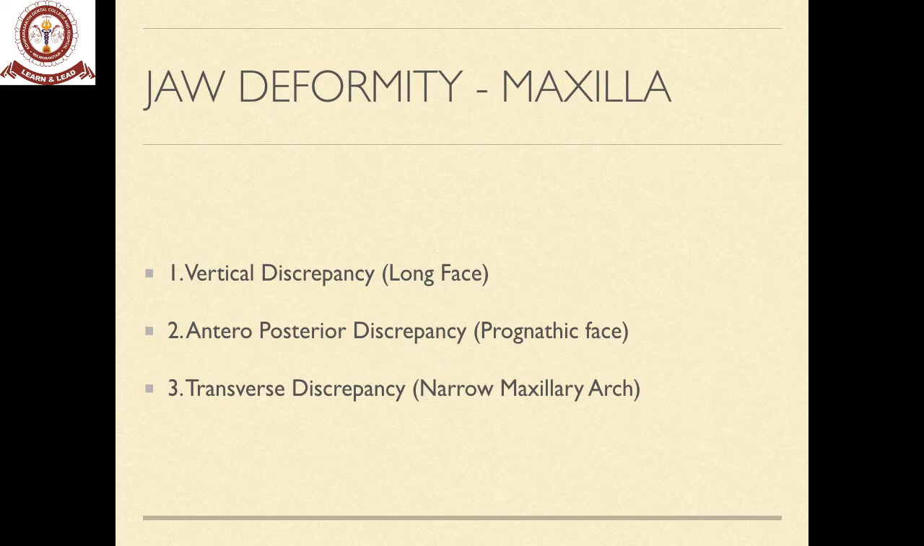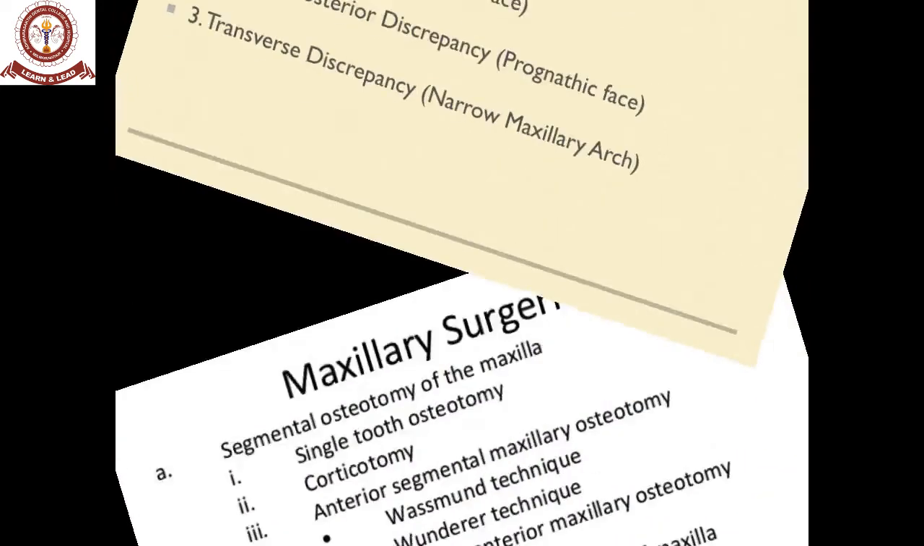Jaw deformities of the maxilla. It can either be a vertical discrepancy, in the sense of treating a long face, an anteroposterior discrepancy, for example a prognathic jaw or a retrognathic jaw, and a transverse discrepancy, where there is a narrow maxillary arch. So any of these problems, three-dimensionally, we can do the surgery and then correct it. Let us see how these surgeries have been performed.